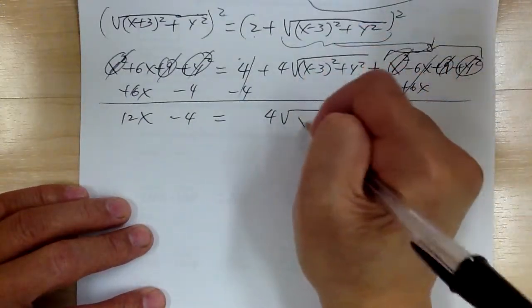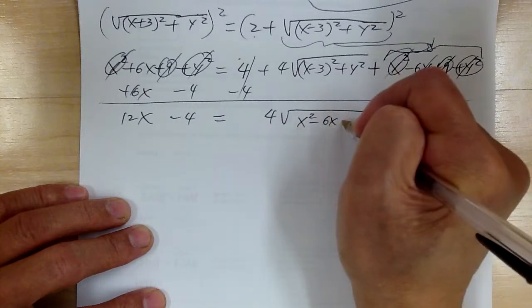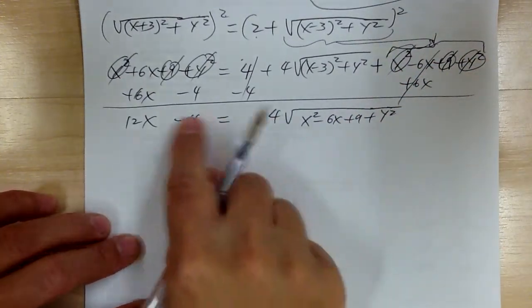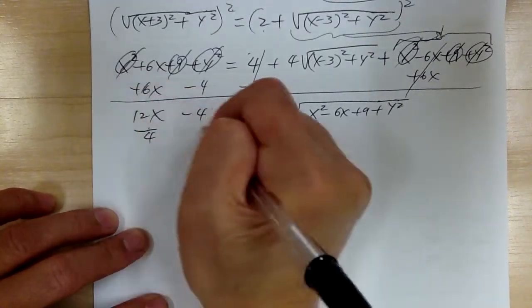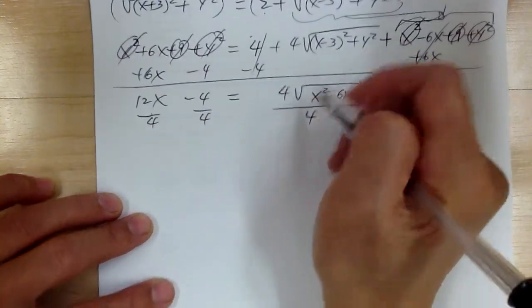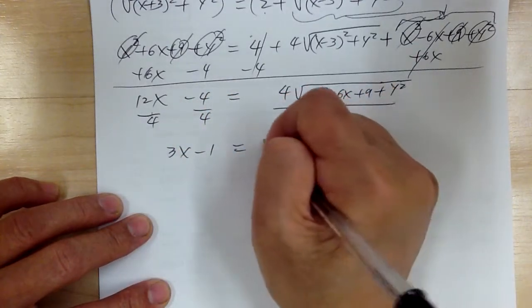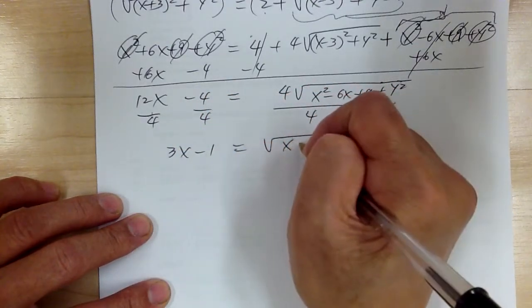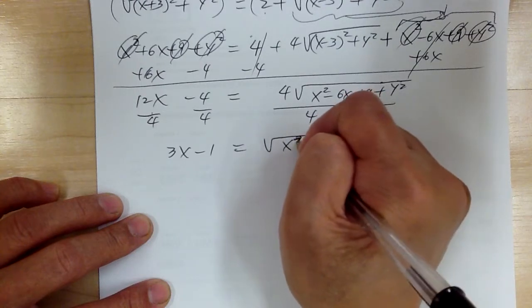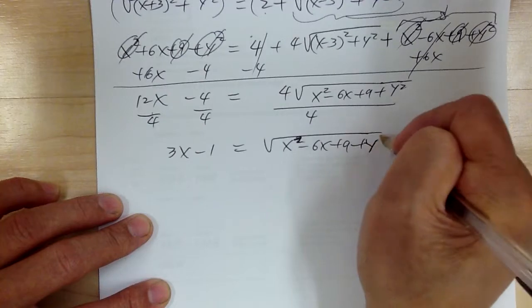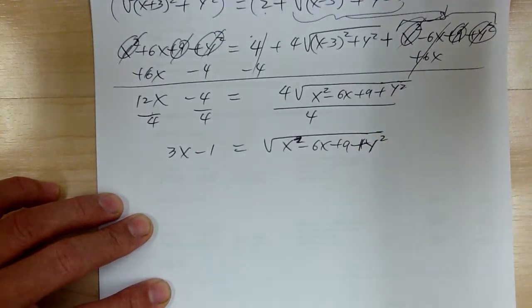I'm going to work out the inside already. So x² minus 6x plus 9 plus y². Okay, and notice all these are multiples of 4, so I'm going to divide by 4 to lower my numbers, so it's easier to do. So I get 3x minus 1 equal to square root of x² minus 6x plus 9 plus y².